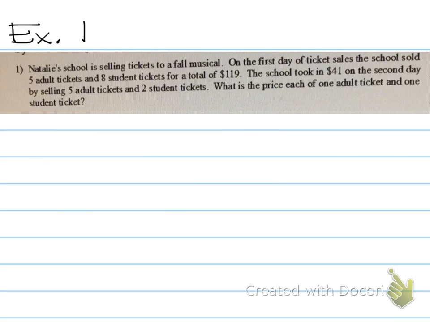First example, it says Natalie School is selling tickets to a fall musical. On the first day of ticket sales, the school sold 5 adult tickets and 8 student tickets for a total of $119. School took in $41 on the second day by selling 5 adult tickets and 2 student tickets. What is the price of each of one adult ticket and 1 student ticket?